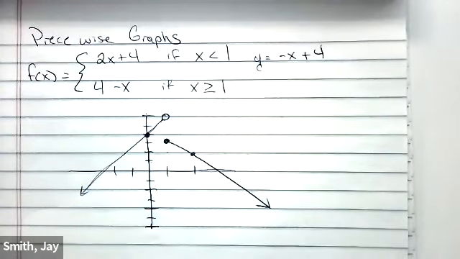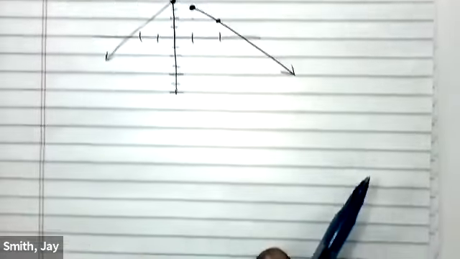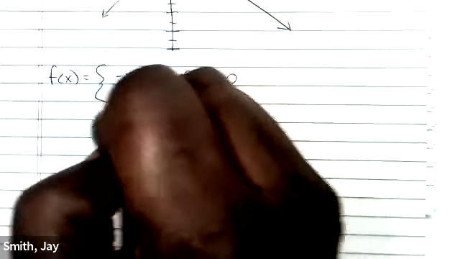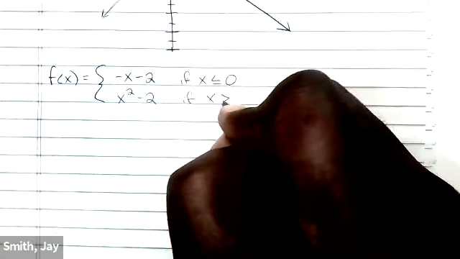So this is the graph of that piecewise defined function. Let's go to another one. Let's say we're given the piecewise defined function f of x is equal to negative x minus 2 if x is less than or equal to 0, and x squared minus 2 if x is greater than 0.